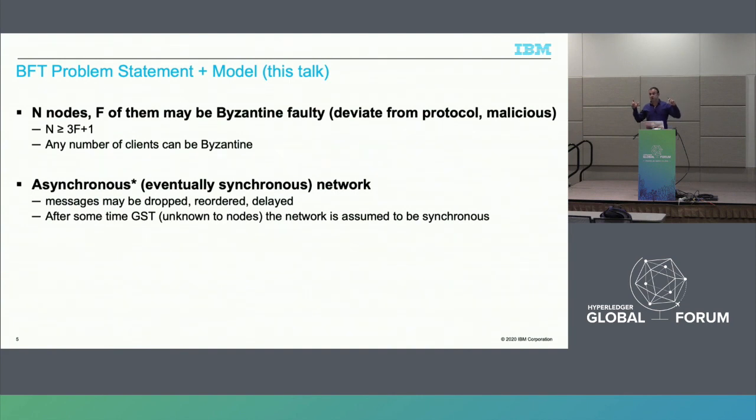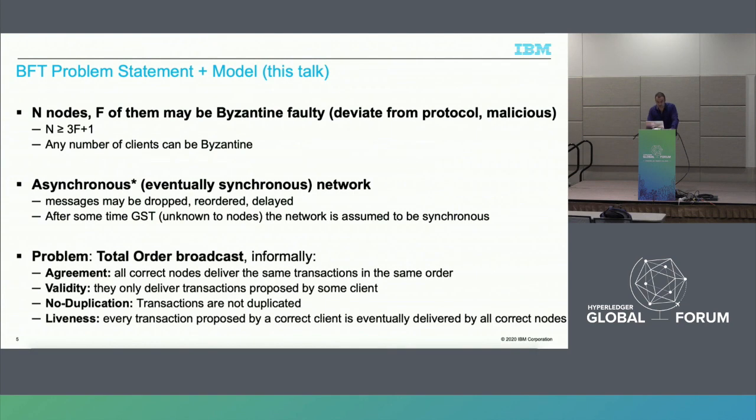But it's only required to progress once the network is synchronous, which means that the safety properties that I'm just going to list need to be maintained even if the network is purely asynchronous. And liveness, or progress, on the network is guaranteed when the network is synchronous, so eventually. These properties are summarized as follows. For total order broadcast, we have agreement. Roughly speaking, all correct nodes deliver transactions in the same order.